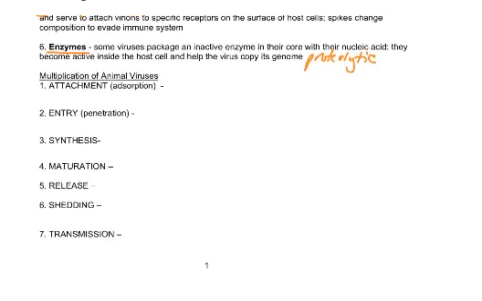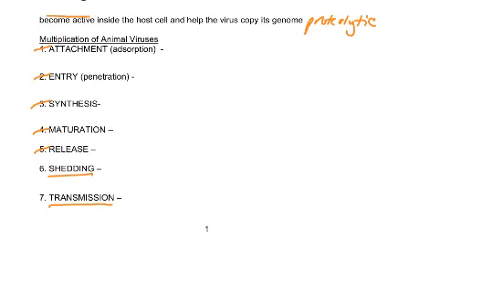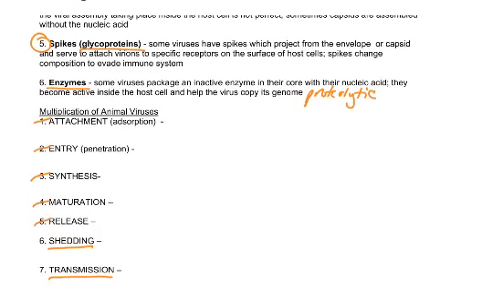Then we're going to talk about the different steps in the life cycle of a virus. First, they have to attach to receptors on the host. Then they enter, or that's entry, also known as penetration, how they synthesize or grow. Maturation are the different steps for them to start replicating, and eventually they release. We will talk about shedding and transmission, especially in Unit 5 PowerPoint 2, where we discuss the different types of viruses that we're going to use as our example.